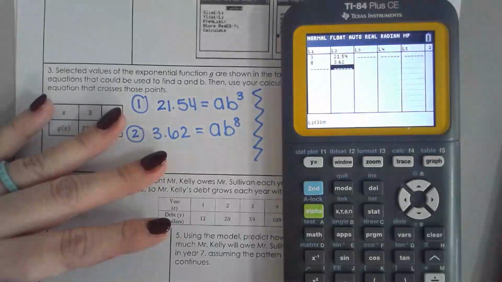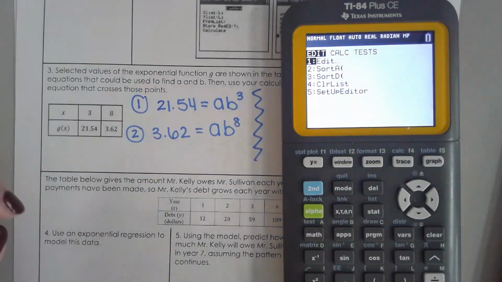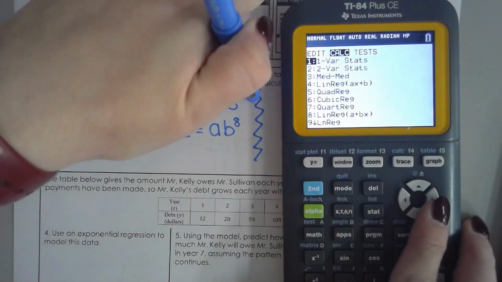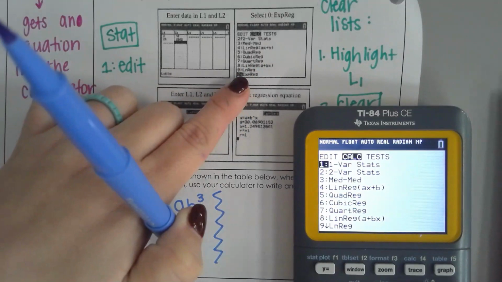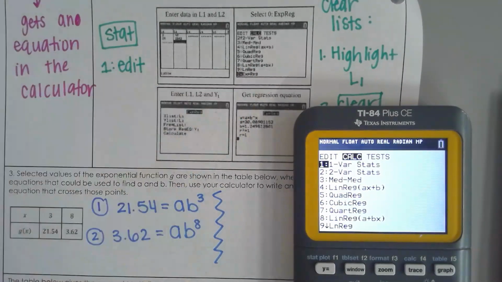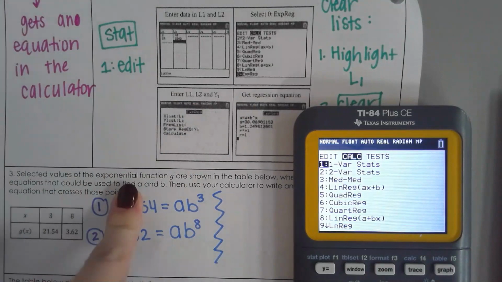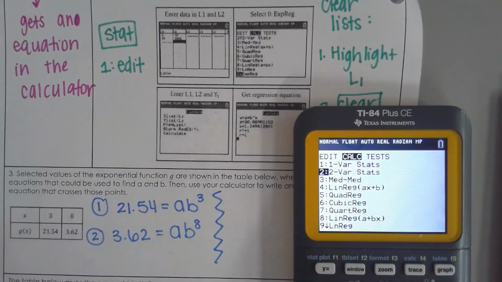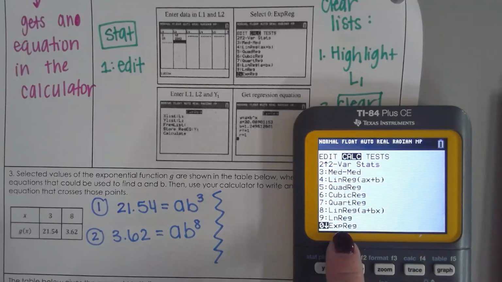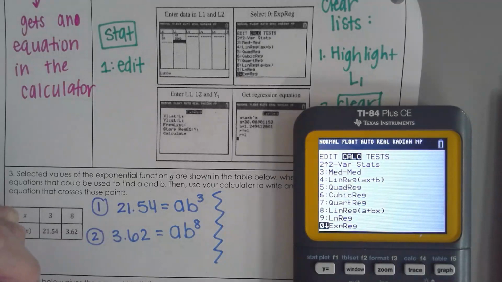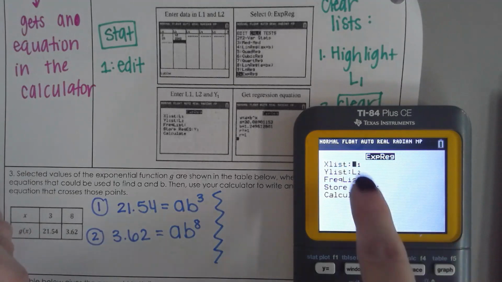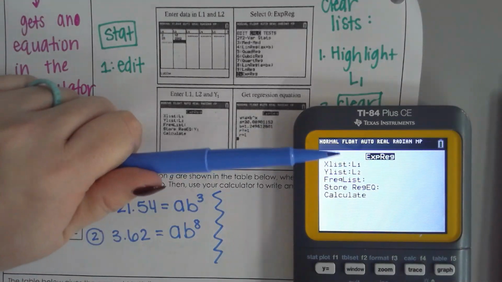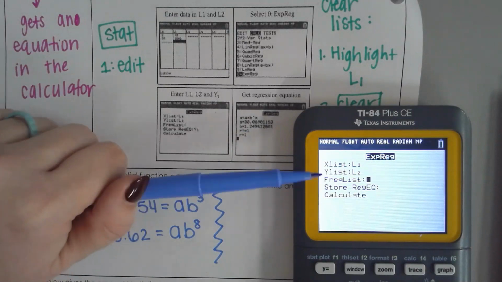So we've got it in. We're going to go back to Stat, and then we're going to go over to Calc. And you can see right here that Calc is highlighted. And we want it to do an exponential because it said exponential in the function. So I'm going to go down to find the EXP regression. It's going to write an exponential equation for us. Got that. List 1, list 2, so my x's are in list 1 and my y's are in list 2. That one doesn't need anything.